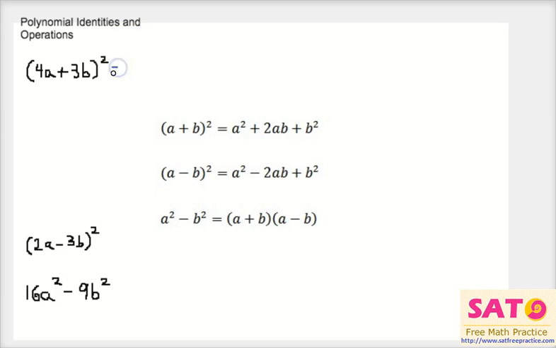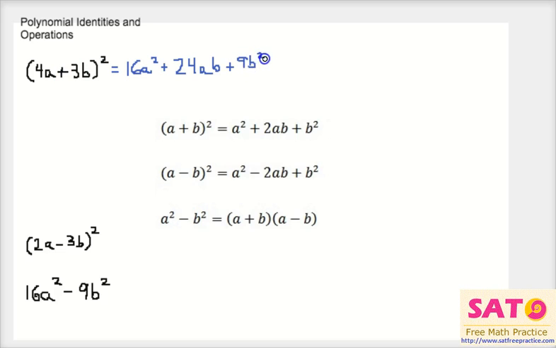So let's square it. So 16a squared plus 2ab. So 2 times a times b. So 2 times 4a, which is 8a, times 3b, which is 24ab. And it's b squared for our last term. So b squared is 3b squared, which is 9b squared.